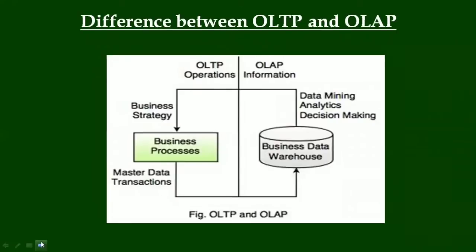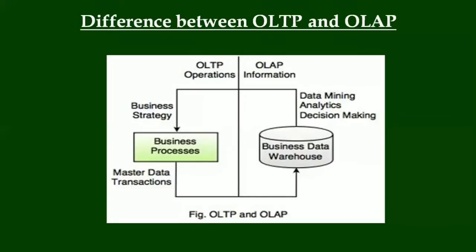And in this diagram, we can easily understand the difference between OLTP and OLAP. So these are the OLTP operations. For the business strategy, we are performing the OLTP operations. These are the online transaction processing, and these are the immediate responses to the queries. And these are related to the business processes.